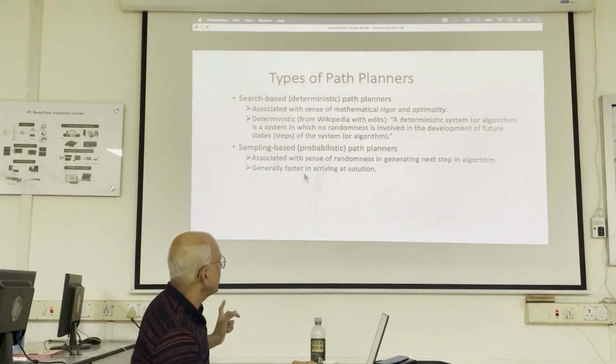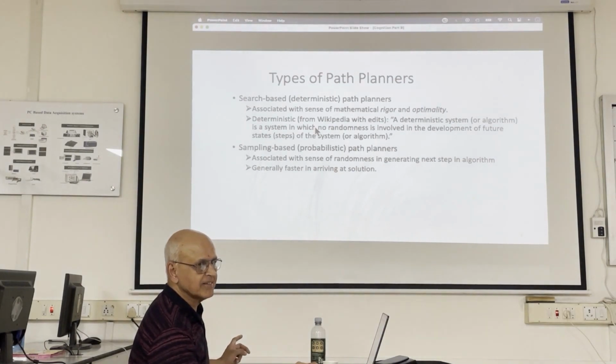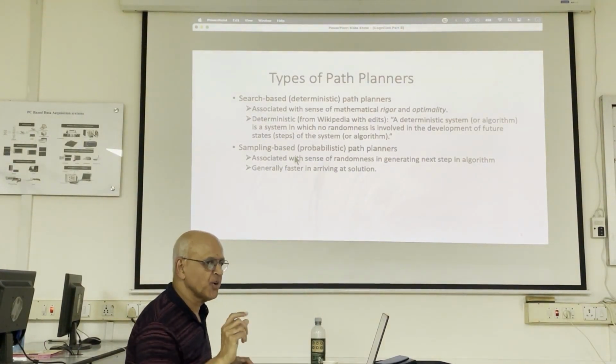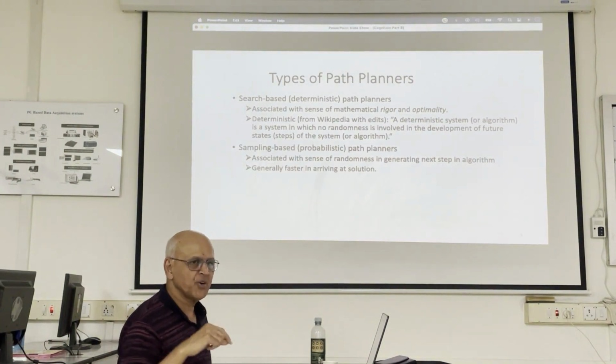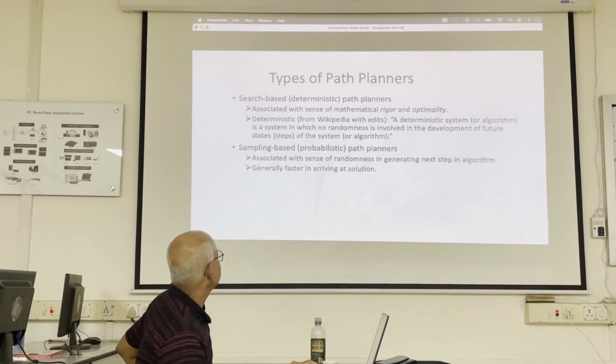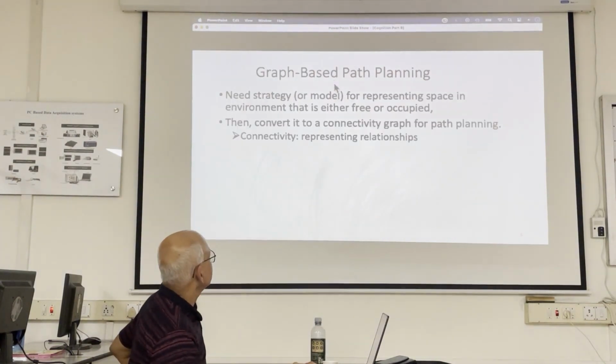So generally this is going to be faster, and generally the better plan is going to emerge from here. This is going to be faster provided you don't use like 10 billion points. If you don't overdo it, it's going to be faster than the other method. So let's take up the more traditional graph-based path planning.